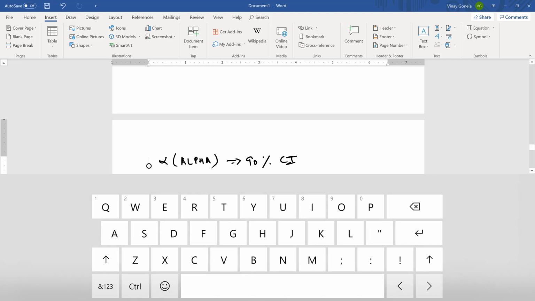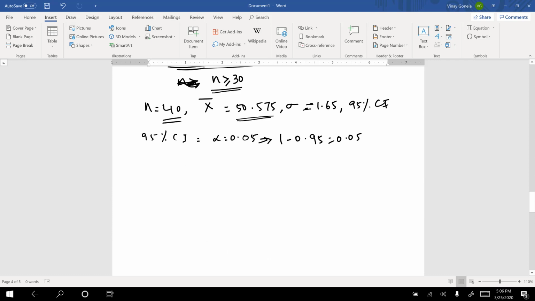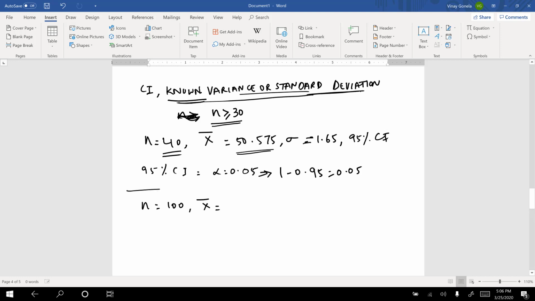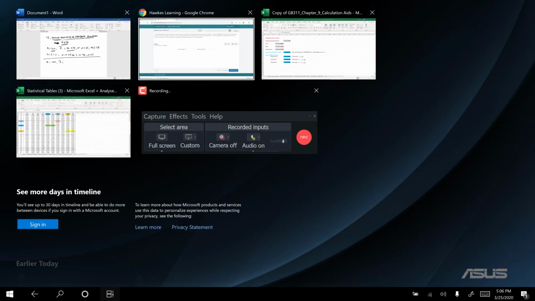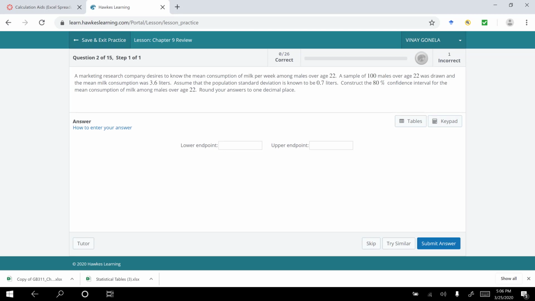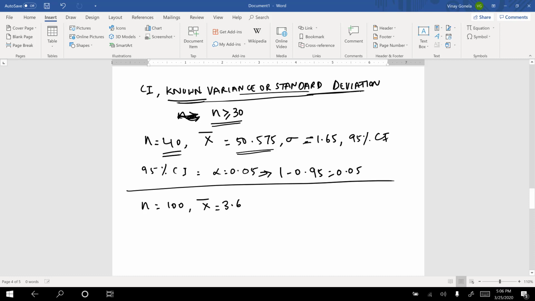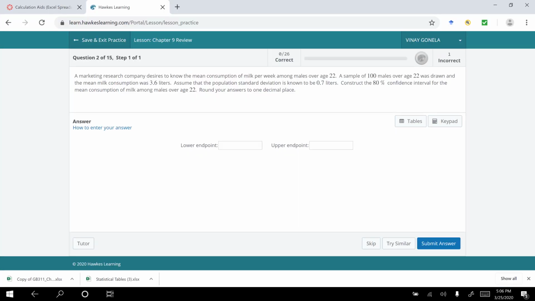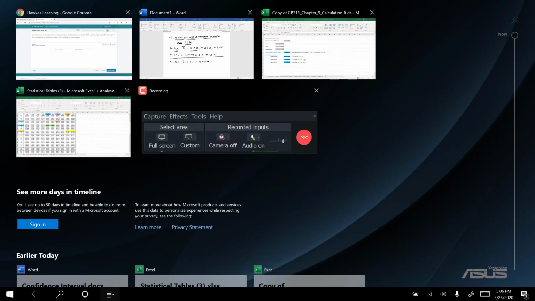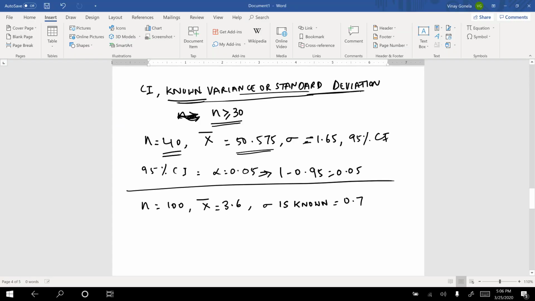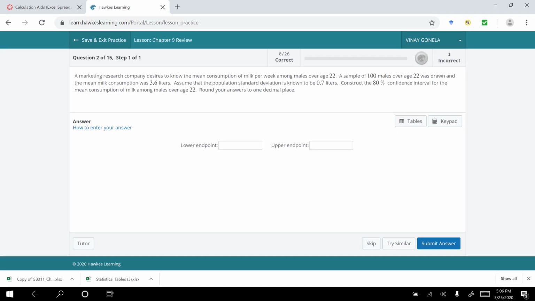So let's note down the important parameters in this problem. n is 100. x bar in this problem is the mean milk consumption, 3.6. And then the standard deviation is known, and that is equivalent to 0.7. And we have an 80% confidence interval.